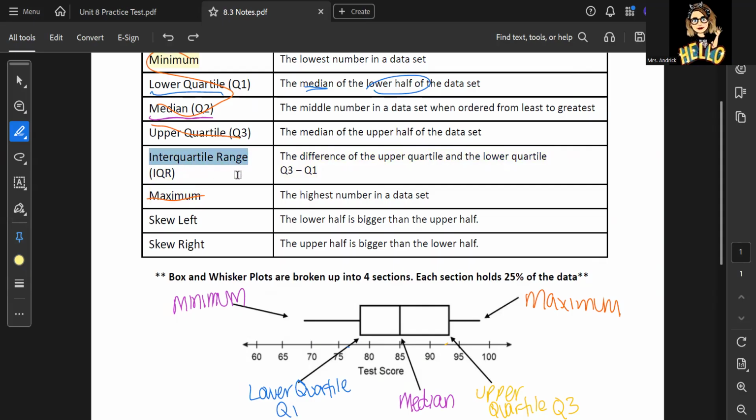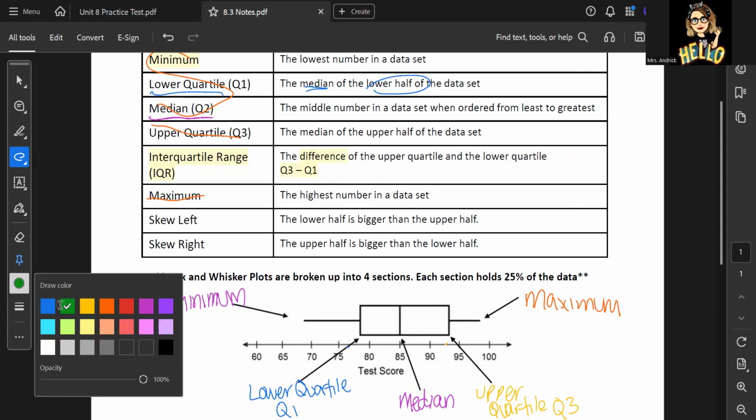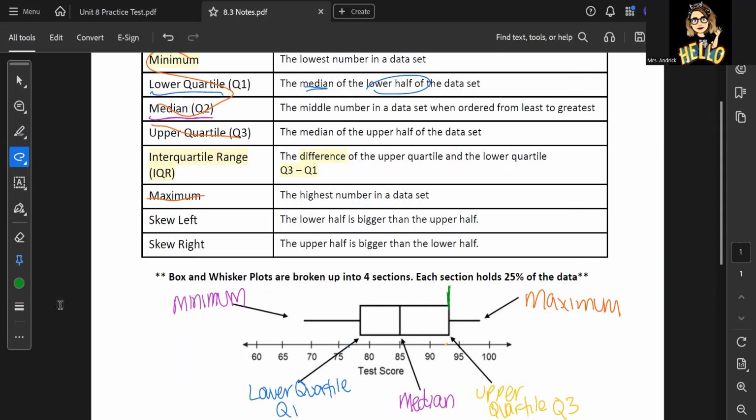Okay, so the interquartile range, or IQR, is the difference between the upper and the lower quartile. So IQR is this number to this number. It's when we take Q3 and subtract Q1. So that's the box. It's how big the box is.